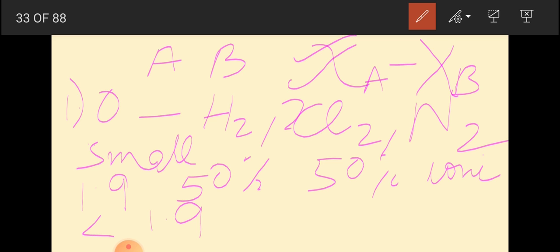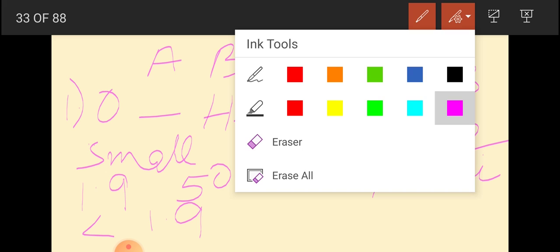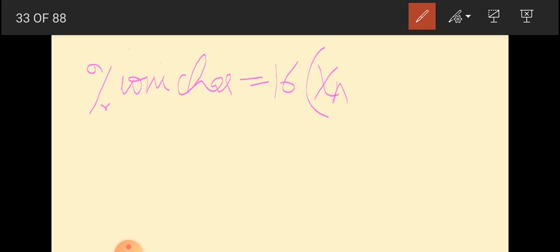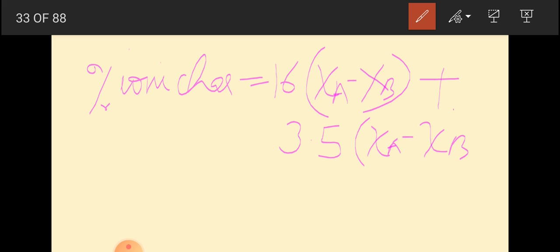Percent ionic character can be calculated by the Hannay and Smith equation and the Pauling equation. A simple formula is there. If you want to know, I can tell you the Hannay and Smith equation to find the percent ionic character. It is equal to 16 (psi A minus psi B) plus 3.5 (psi A minus psi B) squared. This is your Hannay and Smith equation.